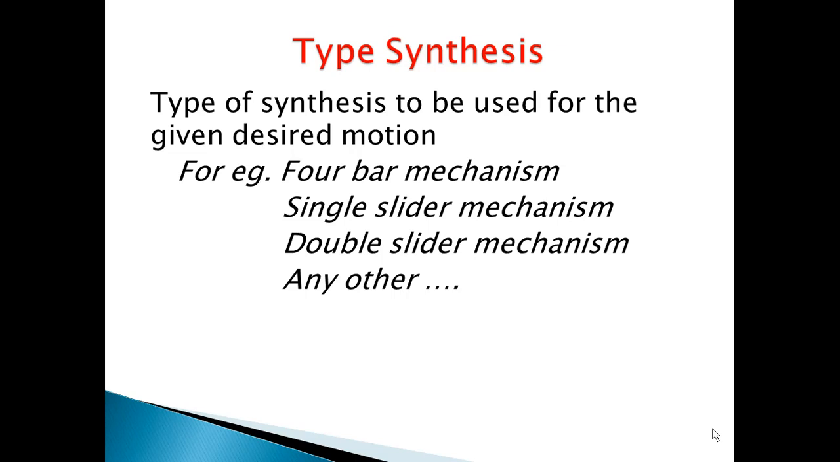And for that we have to select whether this output motion is to be obtained by a 4-bar mechanism, or a single slider mechanism, or a double slider mechanism, or a simple mechanism, or a complex mechanism. That I have to decide, and on the basis of that I have to select the type of mechanism, whether my given output has to be obtained with the help of which type of mechanism, and that comes under the category of type synthesis.